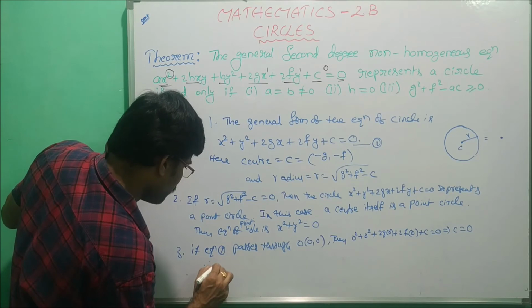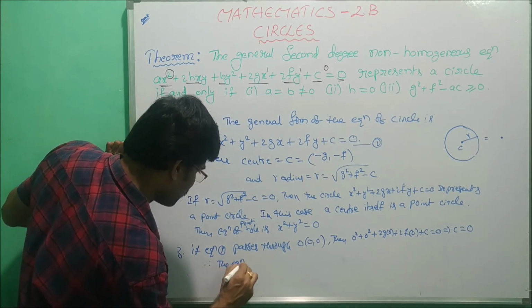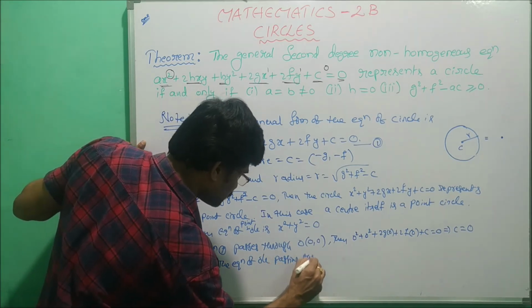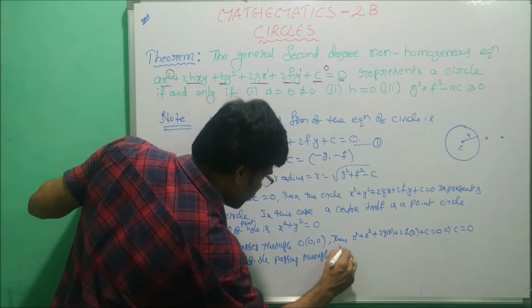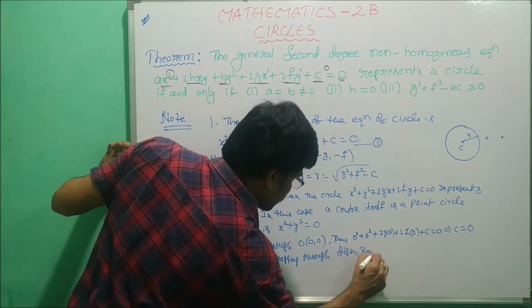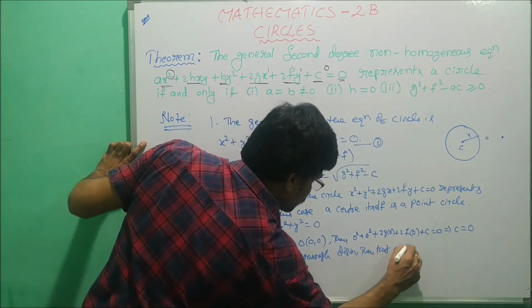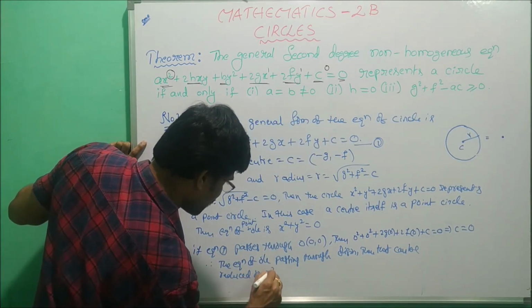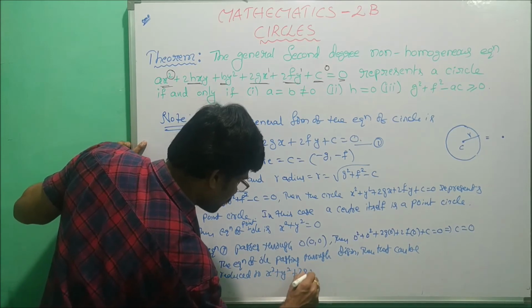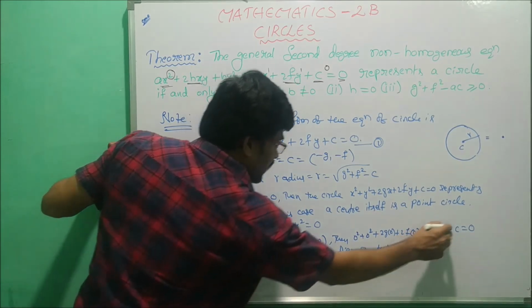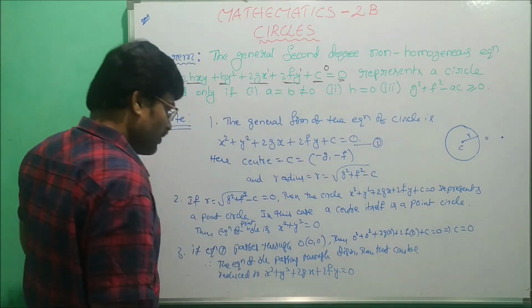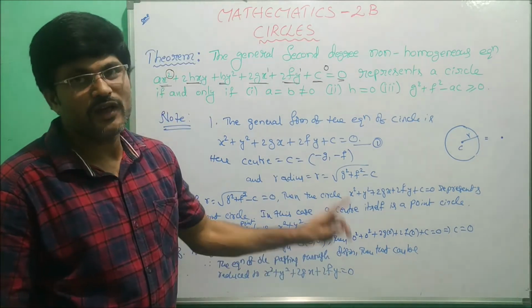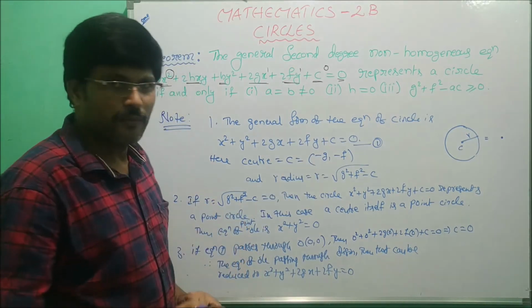Therefore, the equation of a circle passing through the origin can be reduced to x square plus y square plus 2gx plus 2fy, where the constant is 0, equals 0. So this is the equation of a circle which passes through the origin. This is the third point.